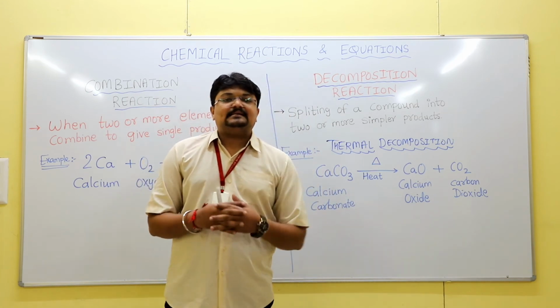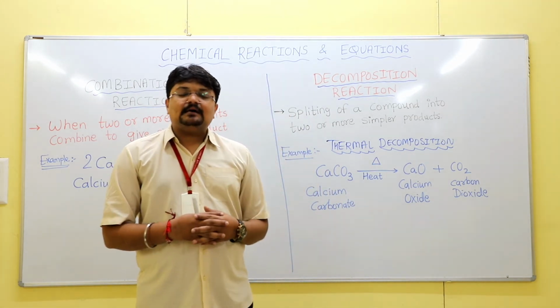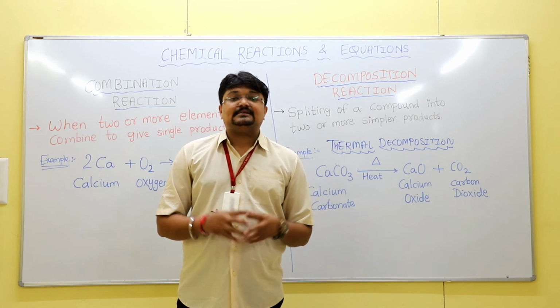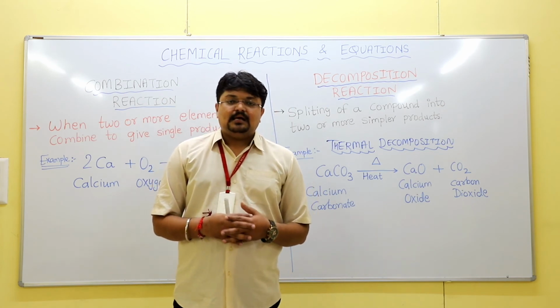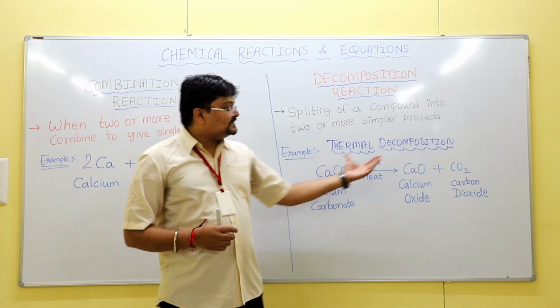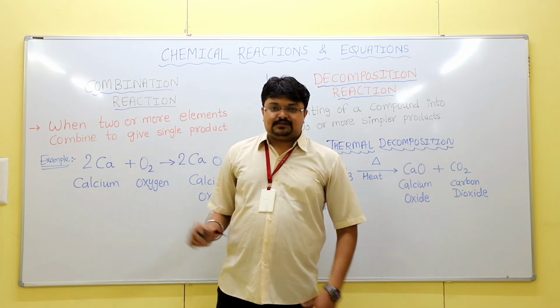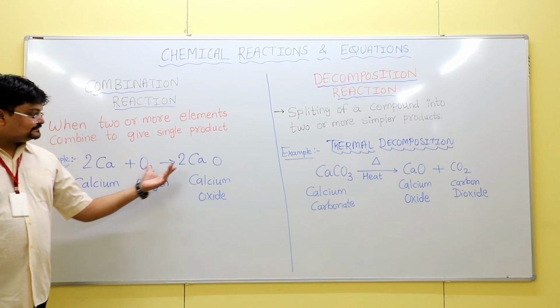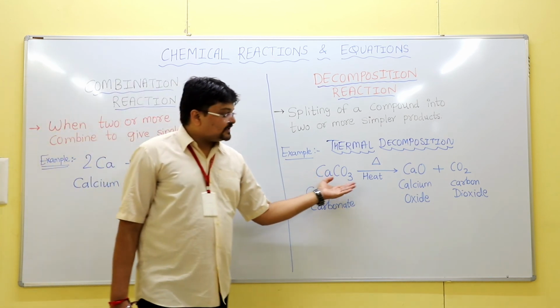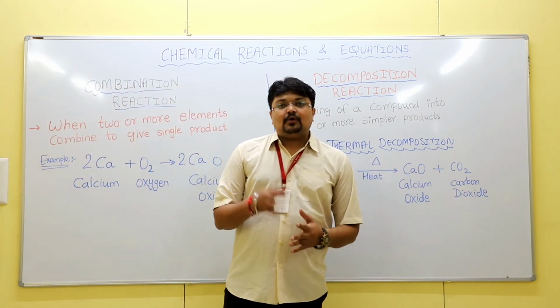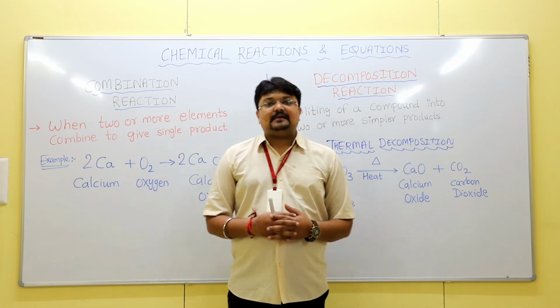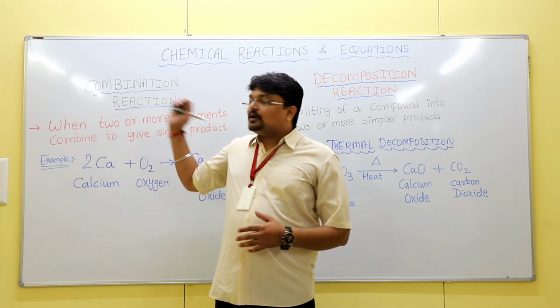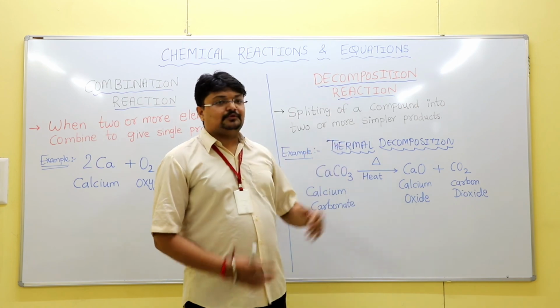See students, always remember that whenever you give examples for any type of chemical reaction, the reactions should be balanced. So you need to see that the reactions are balanced in both these types of reactions. Here the equations are balanced and here also the equations are balanced. So this was about your first two types of chemical reaction: one is combination reaction, another is decomposition reaction.